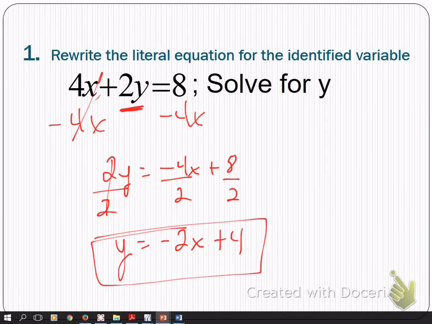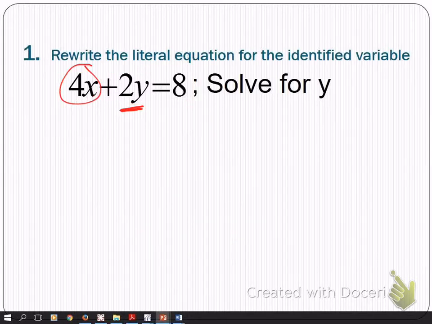So that bottom literal equation means the exact same thing as the literal equation that we started with. They mean the same, they just look different. We need to get familiar and comfortable with the idea of solving for y in these linear equations. We're going to do it a lot. But that's the idea behind rewriting a literal equation.